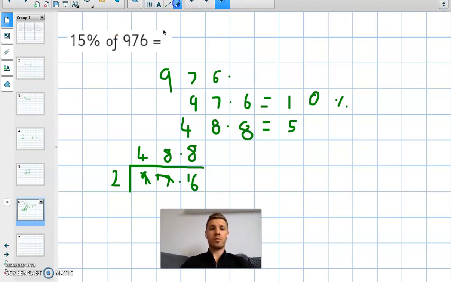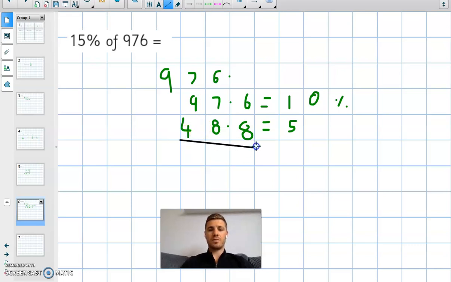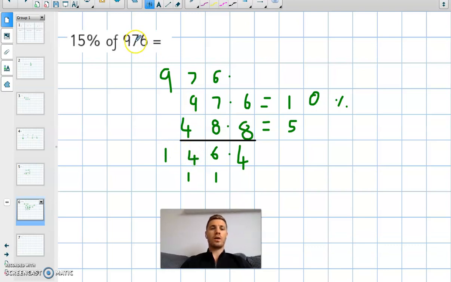976 is. So just going to rub out these markings here, and then the final thing that we need to do is to add the two numbers together. And once we add these numbers together, then we get our 15%. So 6 plus 8 is 14. So we carry the 1 over. Make sure you drop that decimal point down. 7 plus 8 is 15, plus the 1 is 16. Carry the 1 over. 9 plus 4 is 13. Add the 1 is 14. So 15% of 976 is 146.4.